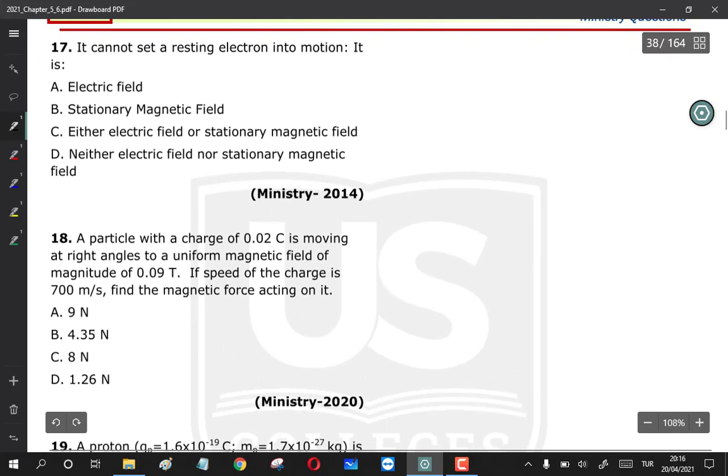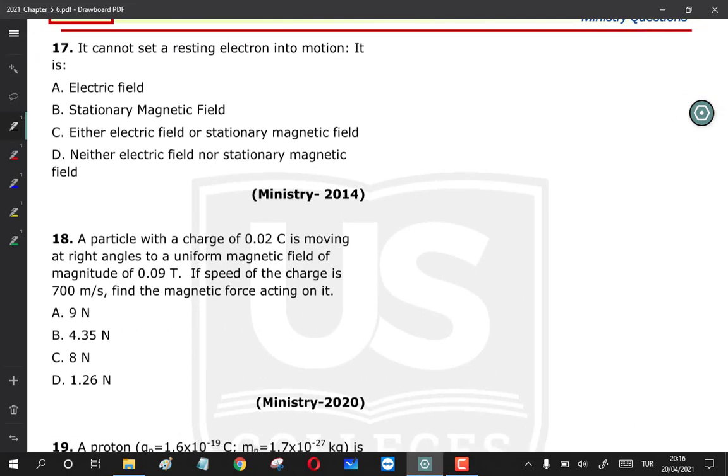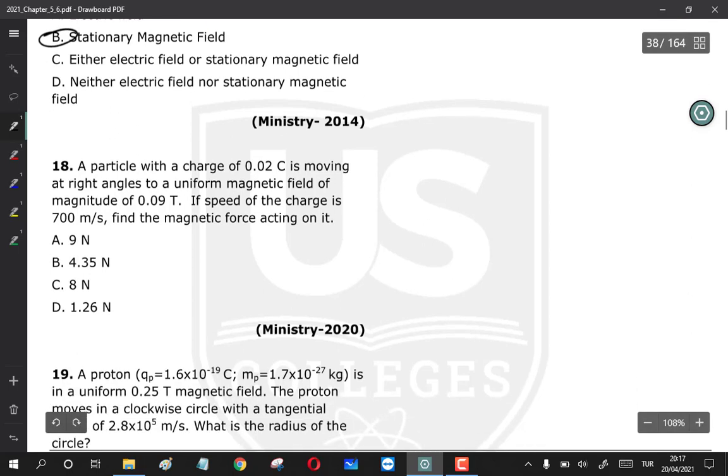Question number 17. It cannot set a resting electron into motion. Magnetic field cannot set an electron or a proton, a charge into motion. They only apply force on charges if charges are in motion, but it is at rest. That's why magnetic field, stationary magnetic field, cannot set an electron into motion.